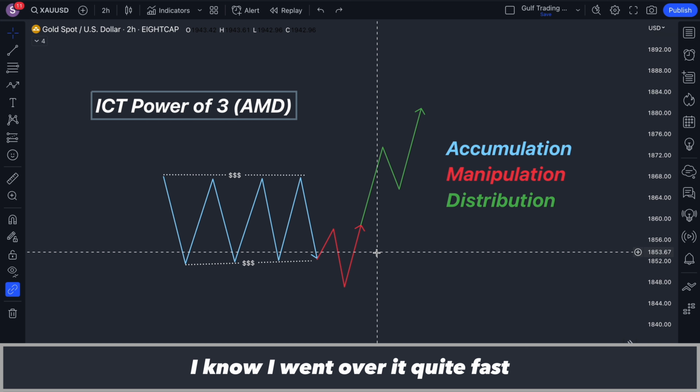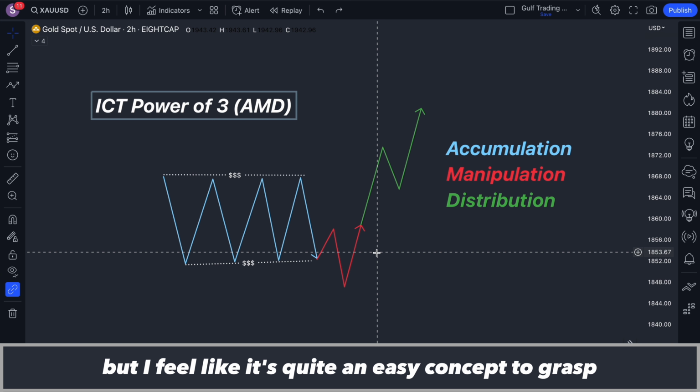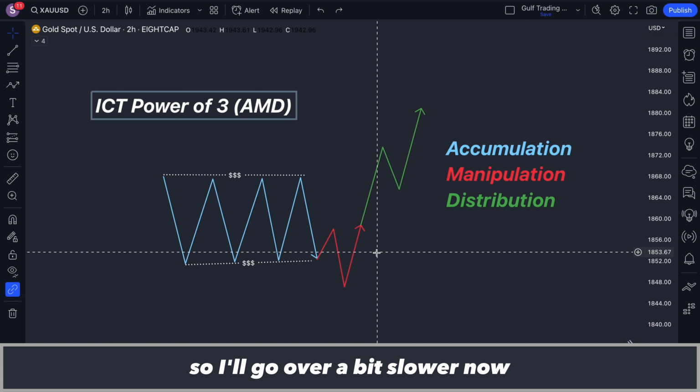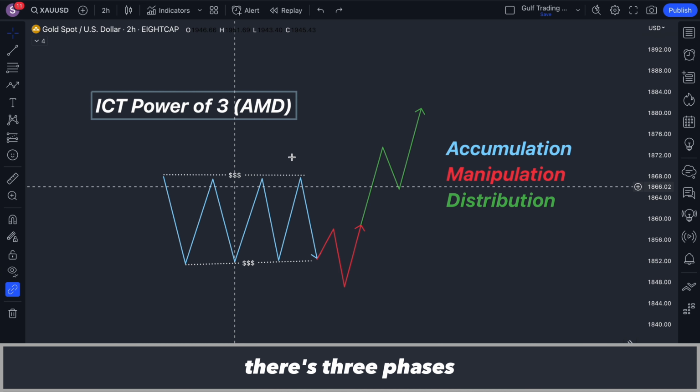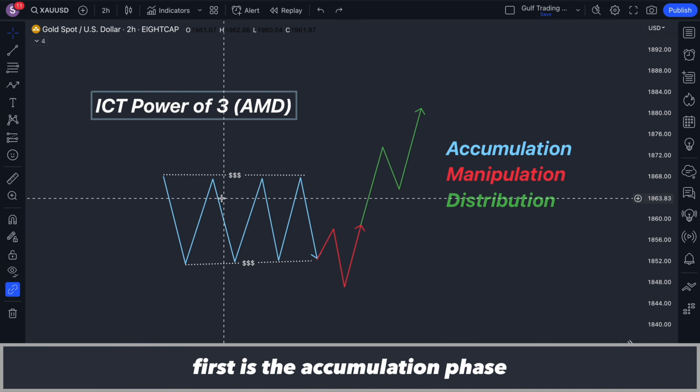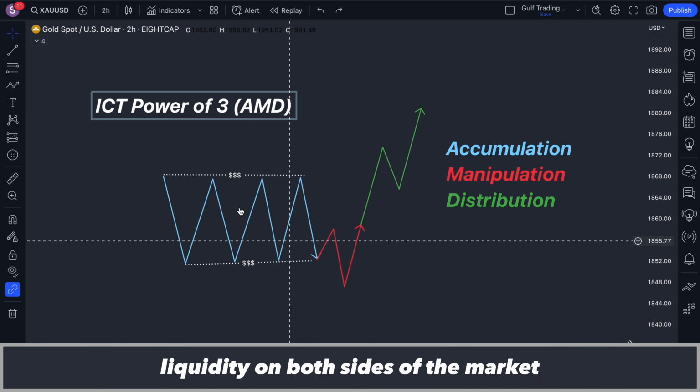I know I went over it quite fast, but I feel like it's quite an easy concept to grasp, so I'll go over it a bit slower now. Basically there's 3 phases of the market that you're looking for. First is the accumulation phase. You're looking for a range, liquidity on both sides of the market, or at least one side.